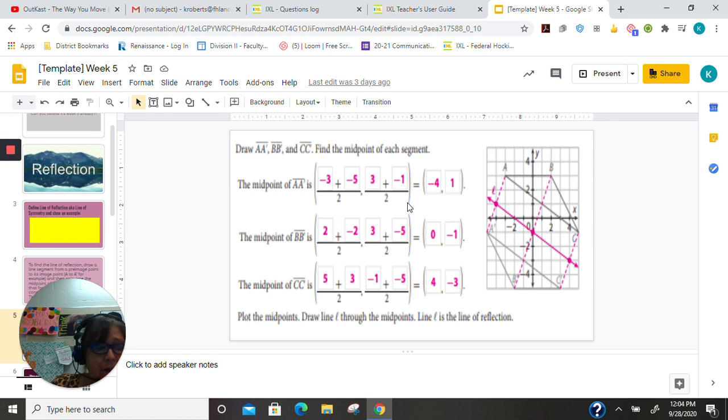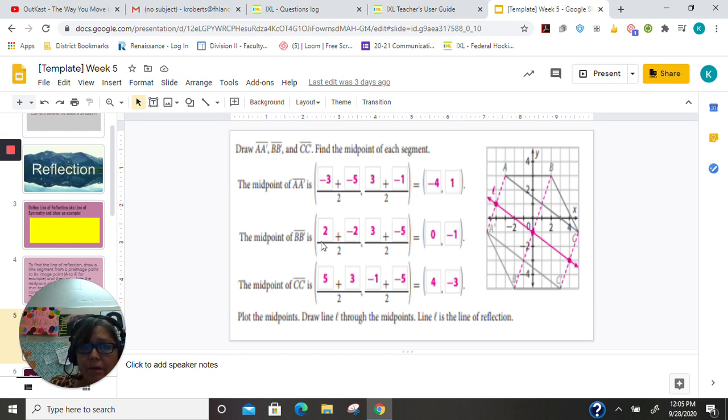And like I said, you might have to go back to slideshow 2 and refresh yourself on how to do these. But it's just find the xy, add the x's and divide by 2, add the y's and divide by 2. So that's what they did. They added -3 plus -5 is -8 divided by 2 gives you -4. 3 plus -1 is 2 divided by 2, which is 1. So there's the midpoint for A to A prime.